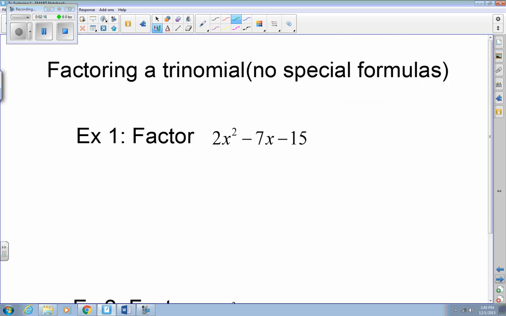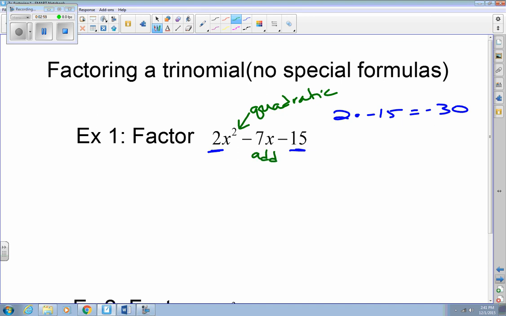We have factoring a trinomial. So there's no special case to this. It works every time for every trinomial that has a square. So this is with trinomials or quadratics. What we do is you do the first term times the last term. So 2 times negative 15, that's negative 30. So it's first times last, and what times what is negative 30 that will add up to negative 7? So multiply to negative 30, but add up to negative 7.